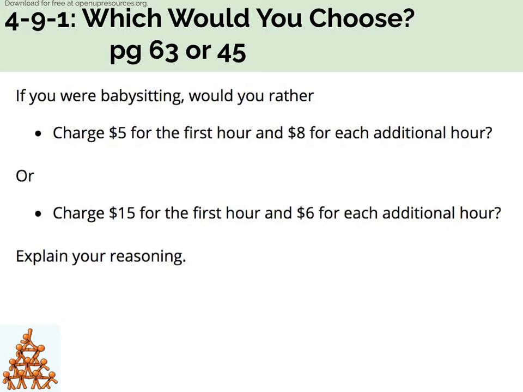All right, let's go ahead and turn to page 63 or 45. It should look like this. And it says, if you are babysitting, would you rather charge $5 for the first hour and $8 for additional, or charge $15 for the first hour and $6 for additional after that? And then explain your reasoning. So go ahead and pause, answer that question, and then come back to me.